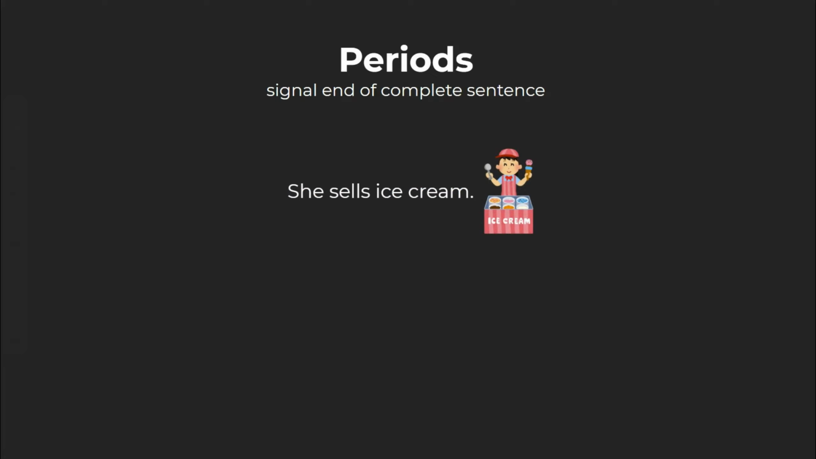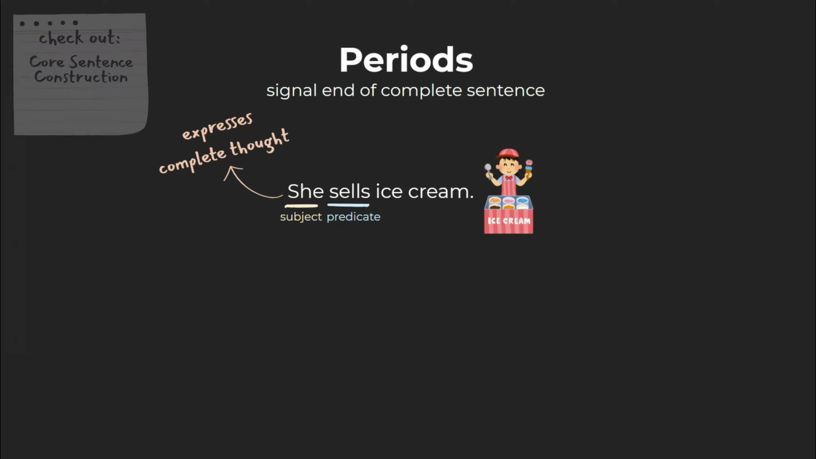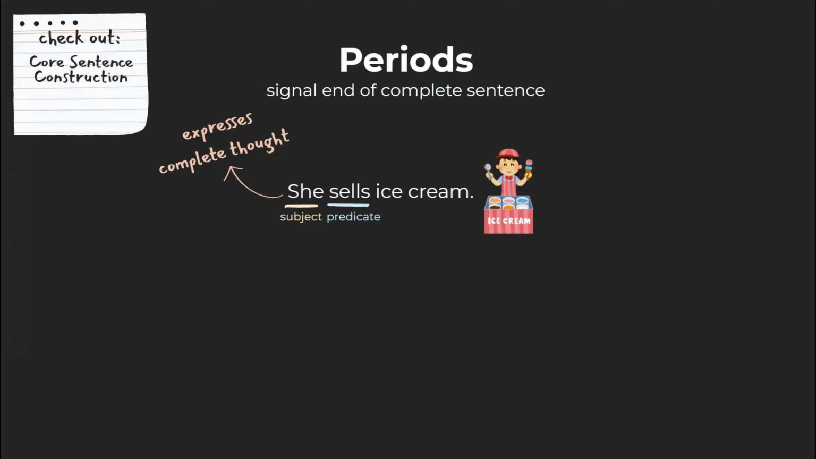We start with periods. Periods signal the end of a complete sentence, like, "She sells ice cream." As a quick reminder, a complete sentence includes a subject, a predicate, and expresses a complete thought. For a more in-depth review, check out our core sentence construction video.